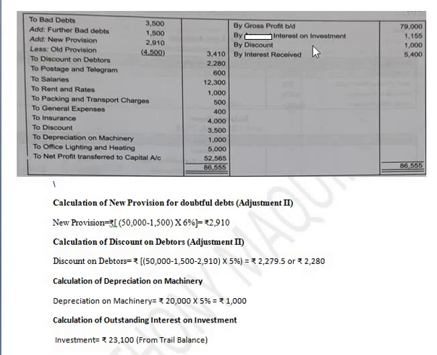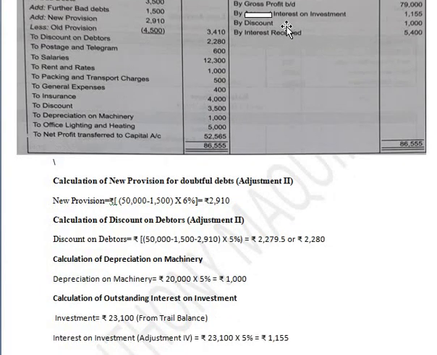Then here we have the interest on investment. Remember, this is from the second last adjustment. So the interest on investment is rupees 1,155. How do we get this? The investment as per trial balance is 23,100. Then the interest on investment, from adjustment number 4, is 5%. So 5% of 23,100 you get 1,155. Then discount you'll get from the trial balance, and also interest received you'll get from the trial balance.